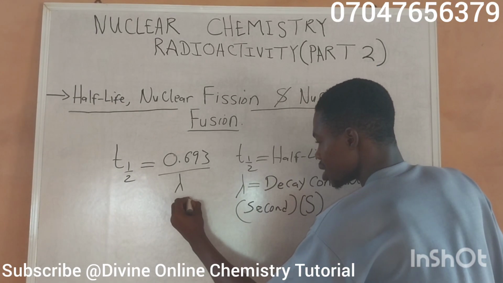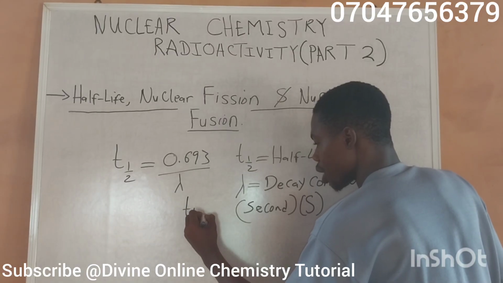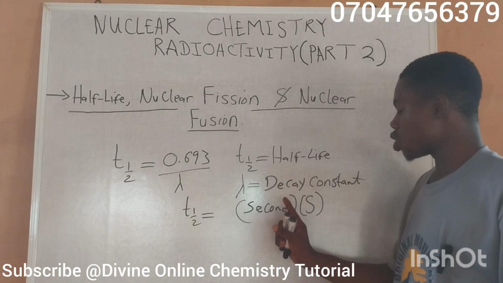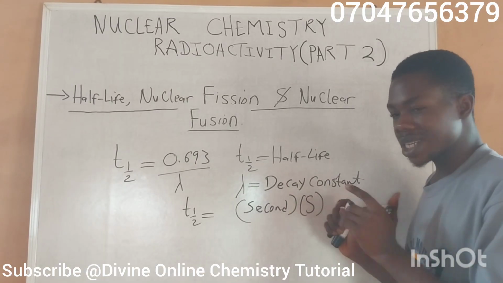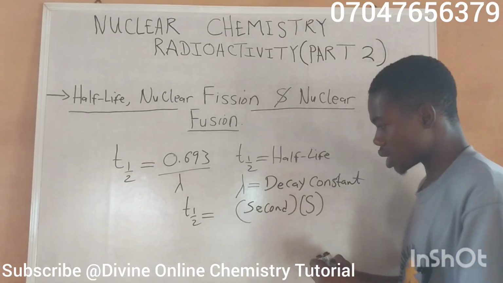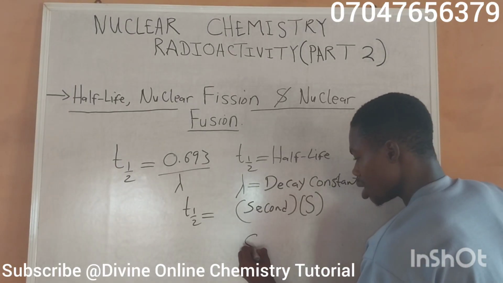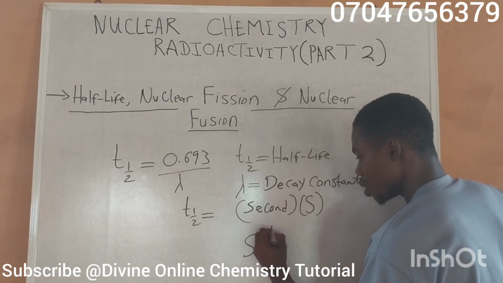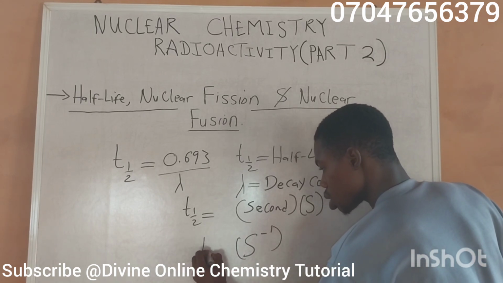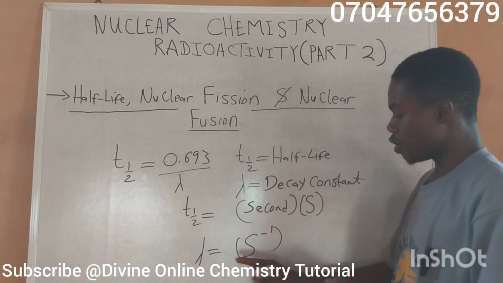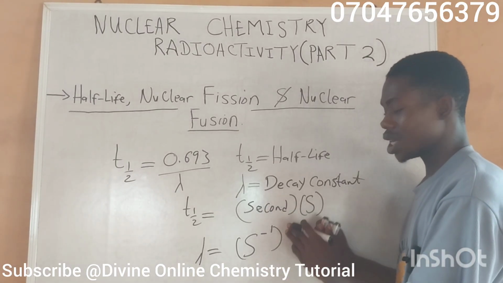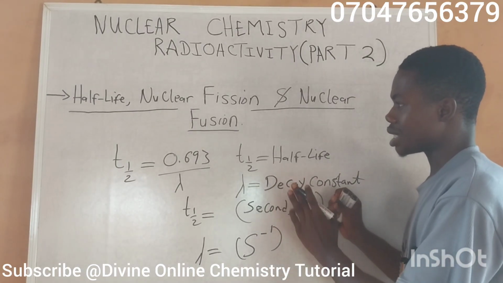So half-life, the SI unit is seconds. Now what about the SI unit of decay constant? Please take note that the SI unit of decay constant is per second, which is s to the power of minus 1. So the SI unit for decay constant is per second. Please take note of all these that I've brought out right now.